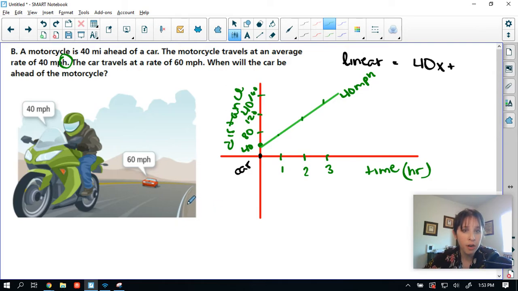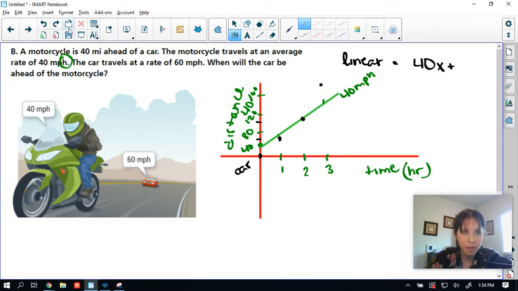The car travels at a rate of 60 miles per hour. So after 1 hour, the car is about here at 60. 2 hours, the car is here at 120. And 3 hours, the car is at 180. So a little bit higher up.